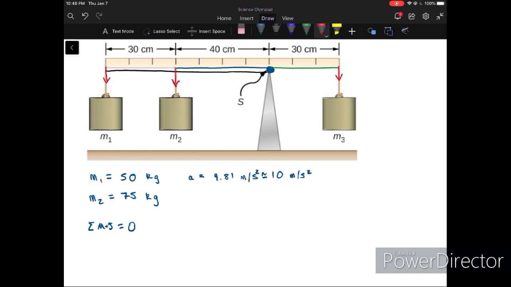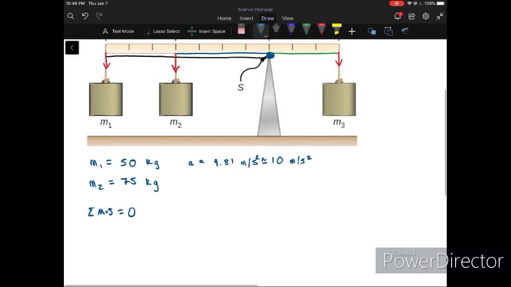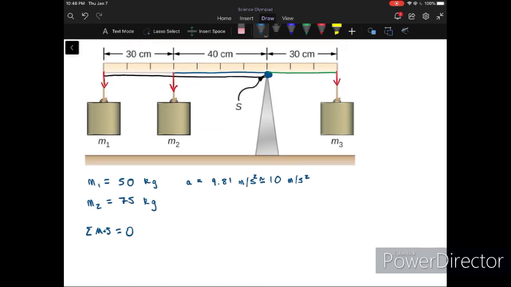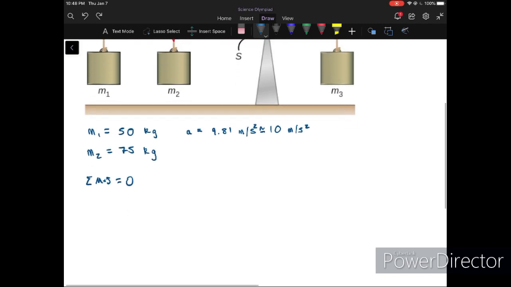In our scenario, we'll call that the negative y direction. And so we know that about S, if M3 is going to cause a clockwise rotation about S due to the radius times the force, that is going to be considered negative, whereas M1 and M2 are going to be creating a positive or counterclockwise rotation about S. They will be positive, so we can set them equal to each other.